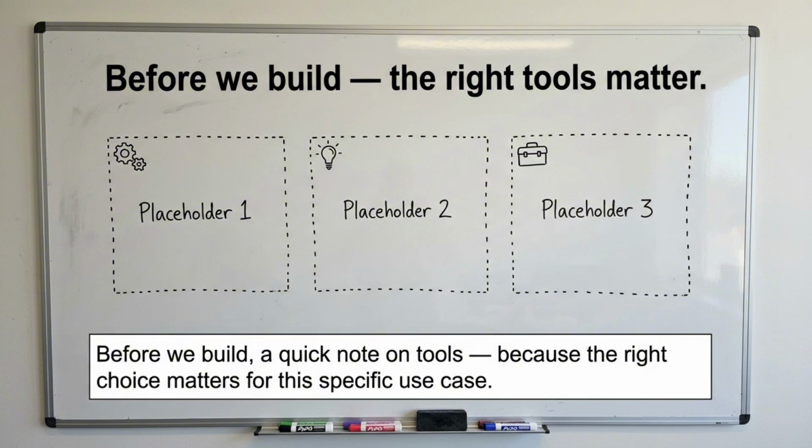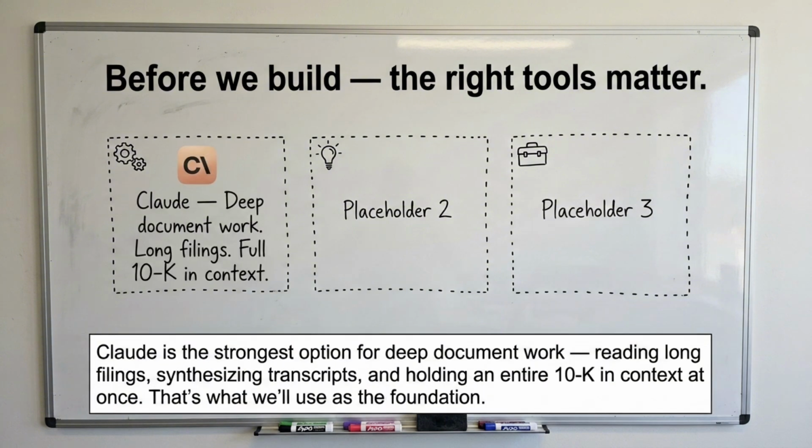Before we build, a quick note on tools because the right choice matters for this specific use case. Claude is the strongest option for deep document work, reading long filings, synthesizing transcripts, and holding an entire 10K in context at once. That's what we'll use as the foundation.